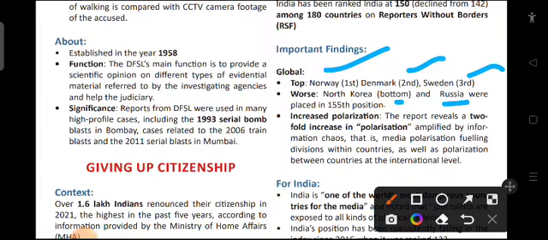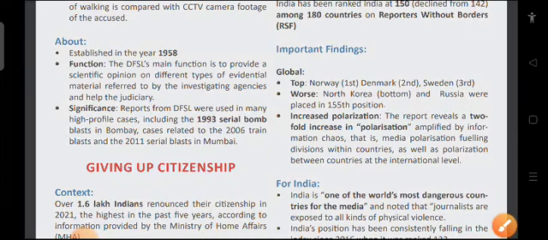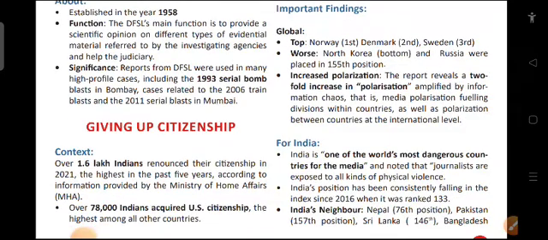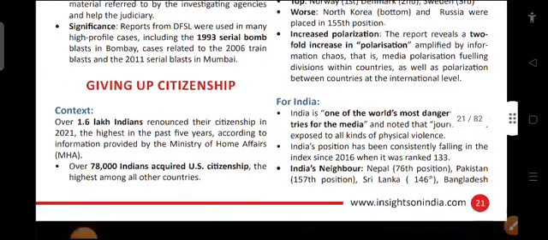Now, increased polarization. The report reveals a twofold increase in polarization, amplified by information chaos, that is media polarization fueling division within countries as well as polarization between countries at the international level. So it has been found that there has been a rise in polarization of information.